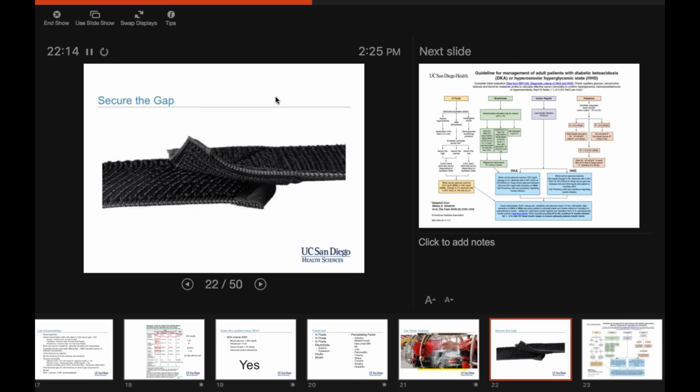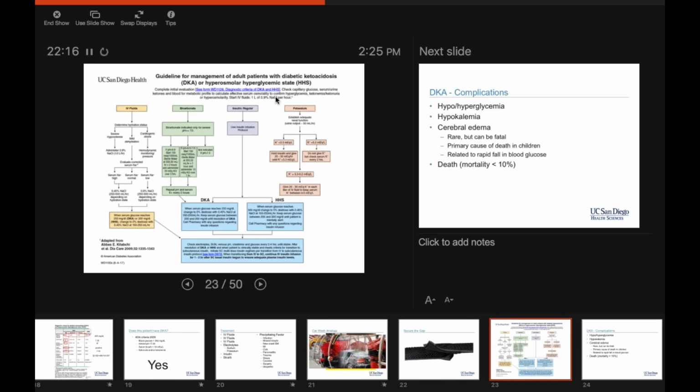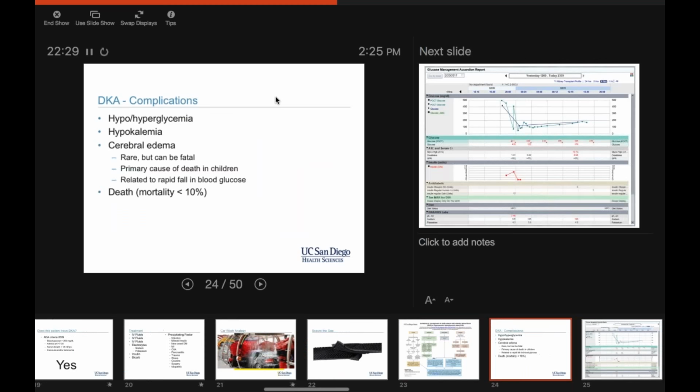Okay, make sense? Okay. Here's your algorithm for DKA. It's on WebRef. You can study it, enjoy it. But it's all those steps we just talked about: fluids, electrolytes, insulin. Okay, complications of DKA.